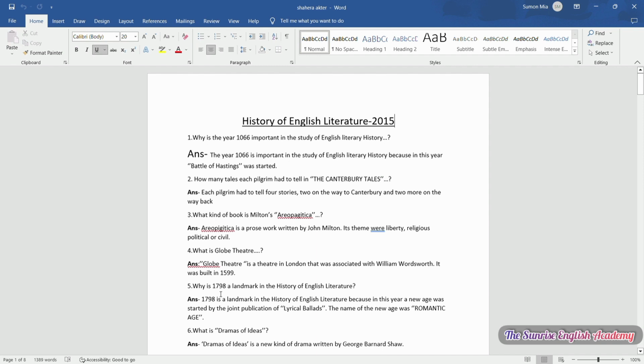5. Why is 1798 a landmark in the story of English literature? Answer: 1798 is a landmark in the story of English literature because in this year a new age was started by the joint publication of Lyrical Ballads. The name of the new age was the Romantic Age. 6. What is Dramas of Ideas? Answer: Dramas of Ideas is a new kind of drama written by George Bernard Shaw.